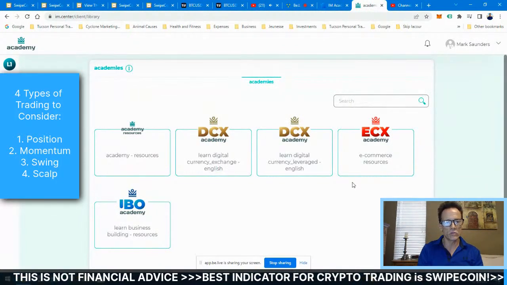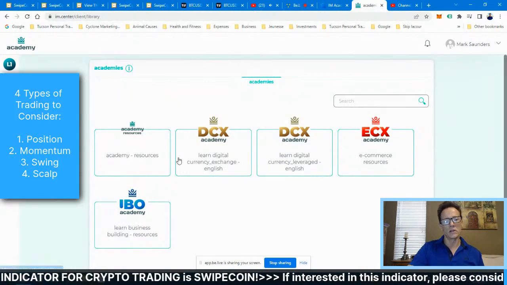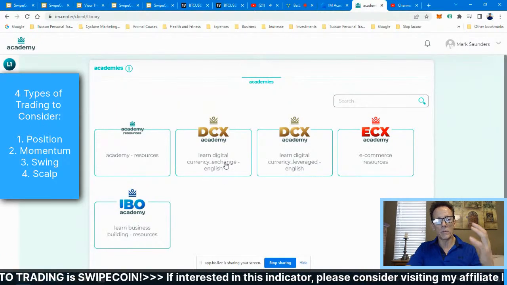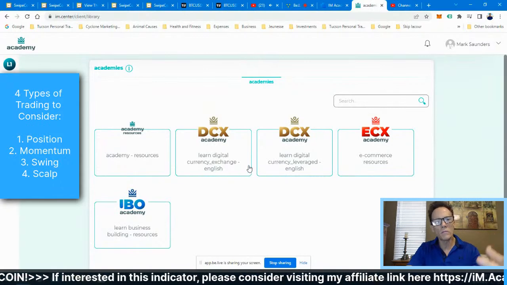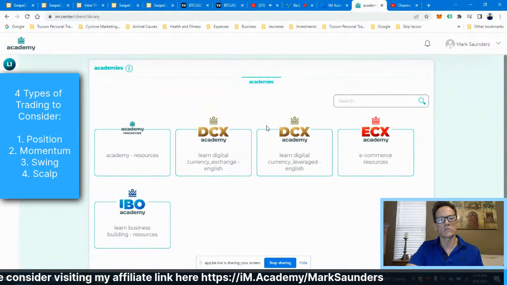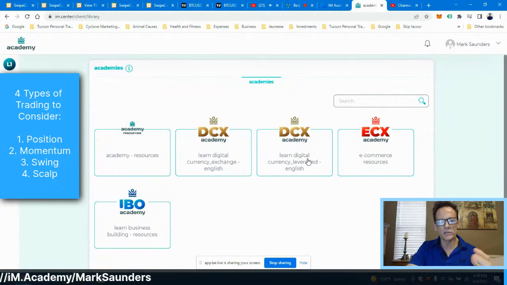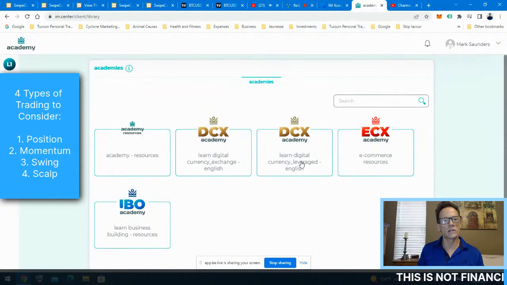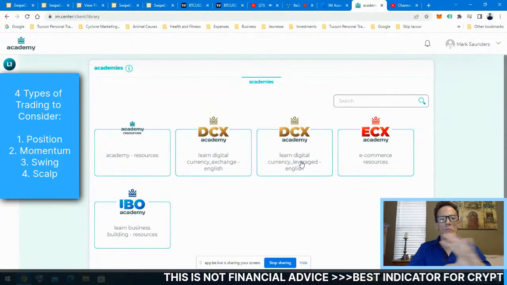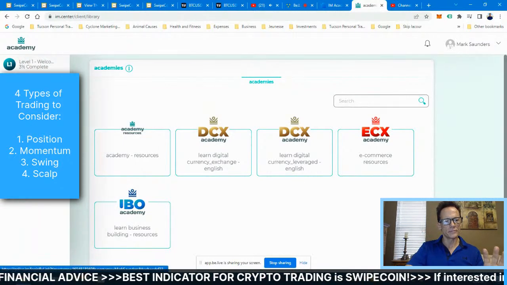Now, just real quick, this is what your back office would look like if you had this indicator yourself. Over here on the left, you would have access to the academies, the Learn Digital Academy, all about the exchanges. What's Coinbase all about? There are so many different exchanges, and which one's best for you? The leverage version breaks down what leverage is, how it works, how it's good, how it's bad, and the proper methods. All the fundamentals are right back there.